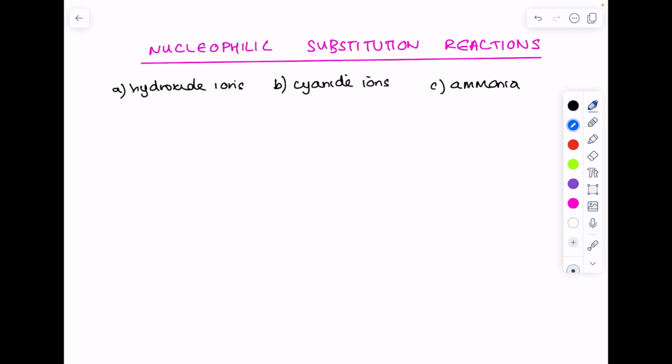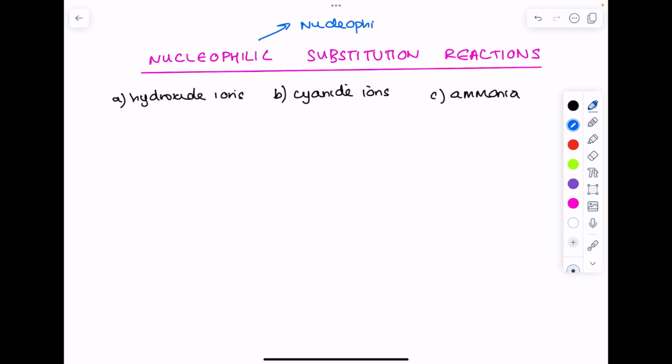It's always useful to bear in mind what various words mean. So what is a nucleophile? Why is it called nucleophilic substitution? It's because a nucleophile is an electron pair donor. So examples of nucleophiles include OH-, CN- and NH3, ammonia.